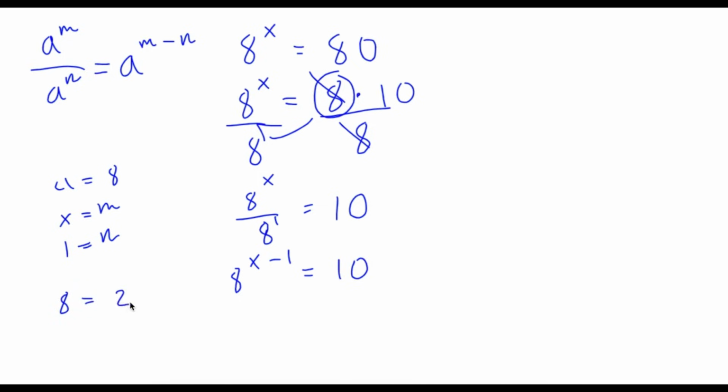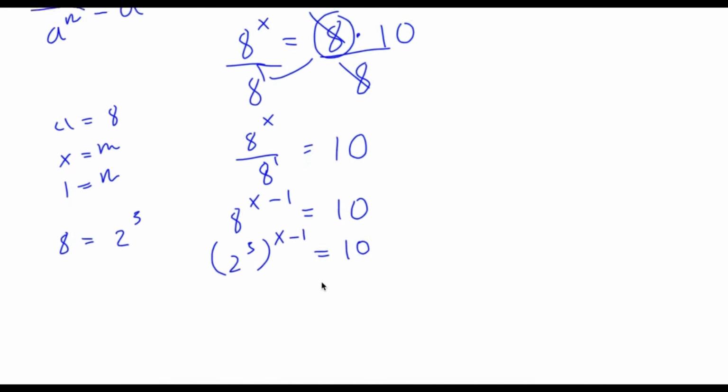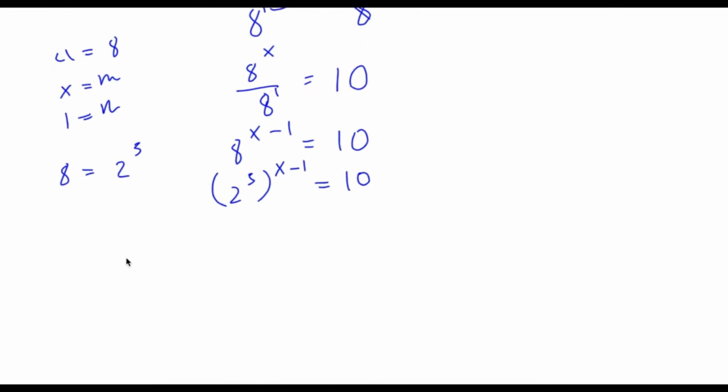Now 8 here, this is the same thing as 2 to the power of 3, right? So I'm going to rewrite 8 to the power of x minus 1 as 2 to the power of 3, to the power of x minus 1, is equal to 10. Now, if I have something in the form a to the power of m, to the power of n, this is the same thing as a to the power of m times n.